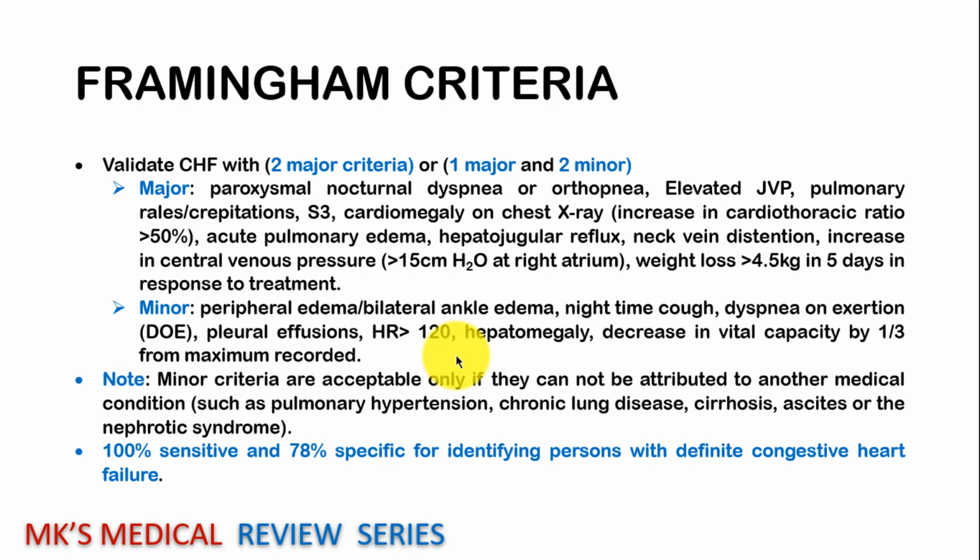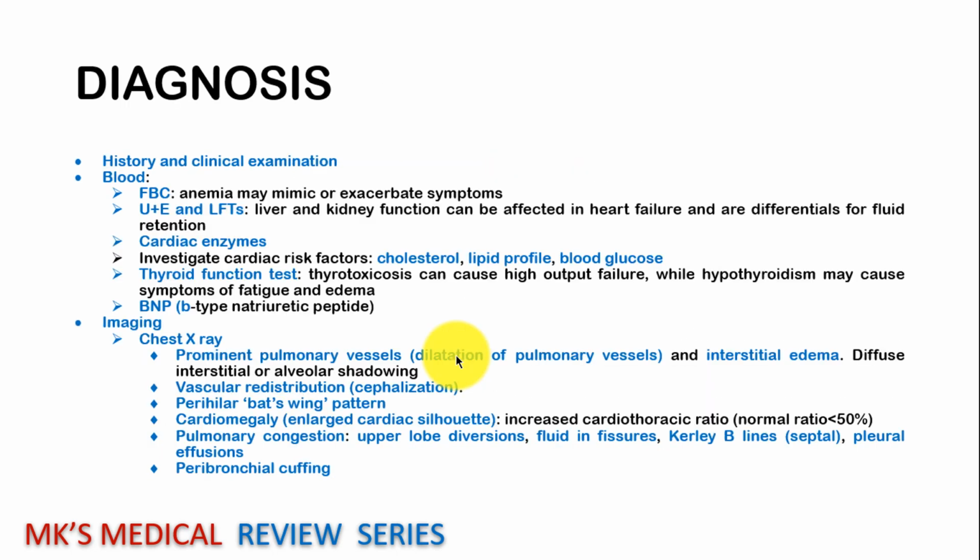The minor criteria are only acceptable if they cannot be attributed to any other medical cause but the heart failure. So they shouldn't be due to pulmonary hypertension. They shouldn't be due to chronic lung disease. They shouldn't be due to cirrhosis. They shouldn't be due to ascites. They shouldn't be due to nephrotic syndrome, because a nephrotic syndrome can also cause edema. Then of course, this Framingham criteria has 100% sensitivity and 78% specificity in actually identifying patients with congestive heart failure.